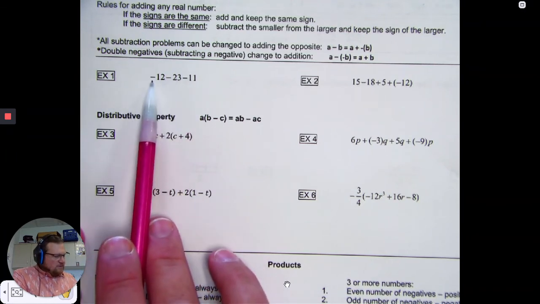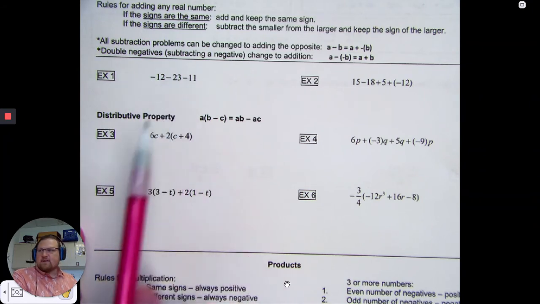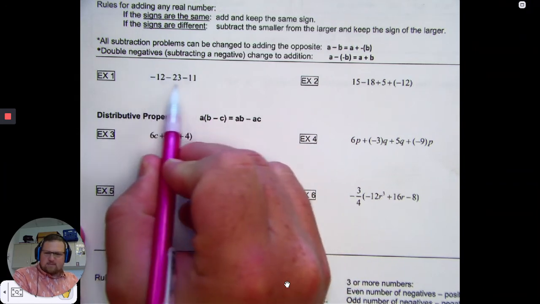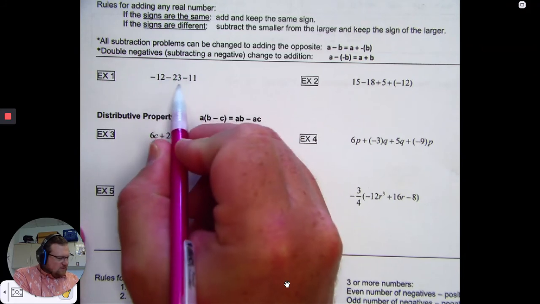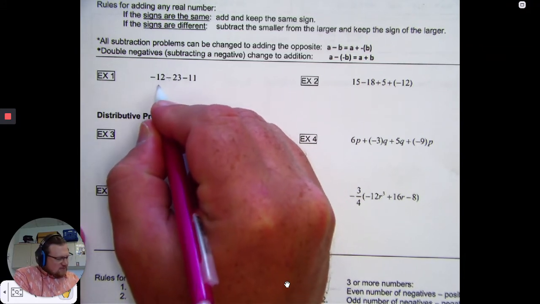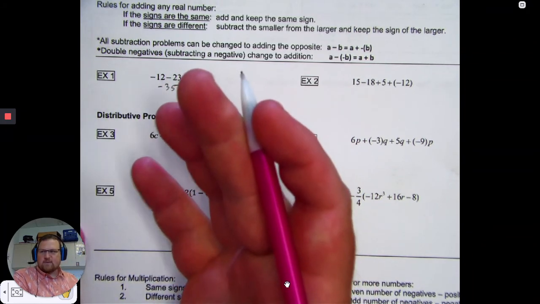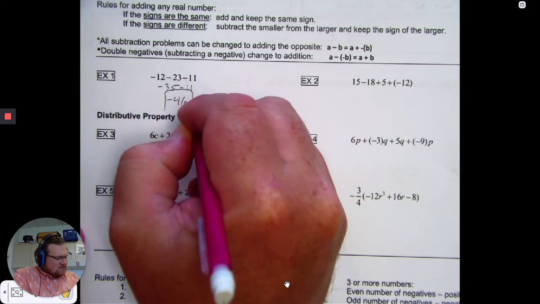So notice how all these are negative. We have the negative 12, negative 23, negative 11, which means that we can just bring all of these together and then keep the negative sign. So really, this is 12 plus 23, but we have to keep it negative. So this would be a negative 35, and then we have this other negative 11 that we have to deal with. So that gives us a negative 46.